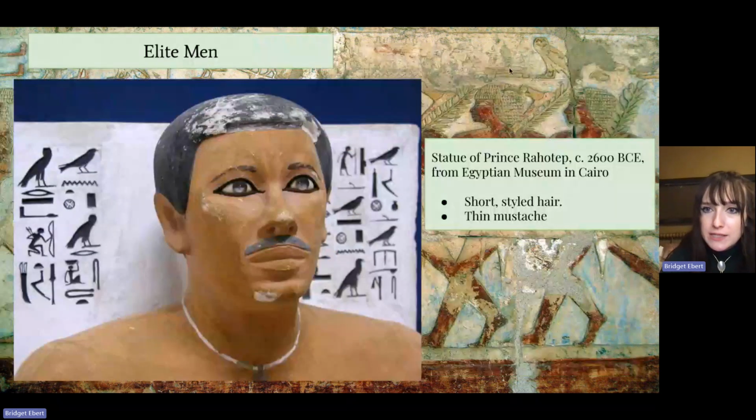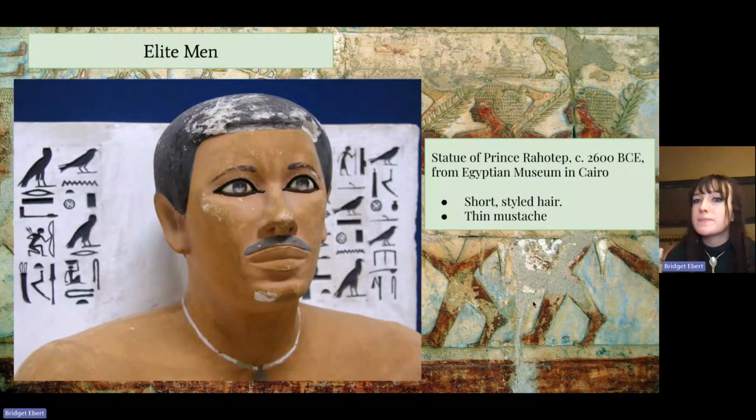So here I have this statue of Prince Rahotep from 2600 BCE from the Egyptian Museum in Cairo. And this is just an example. He has short styled hair, likely either shaved or a wig. It's kind of hard to tell, and a thin mustache. And he also has the kohl eyeliner.